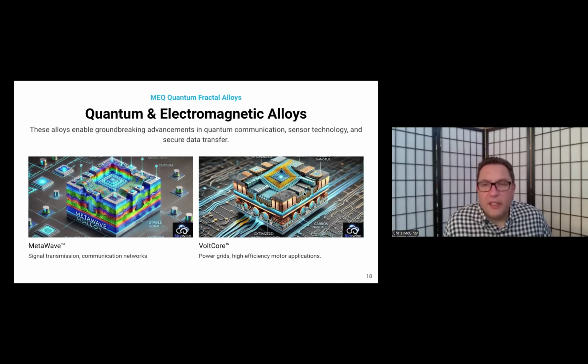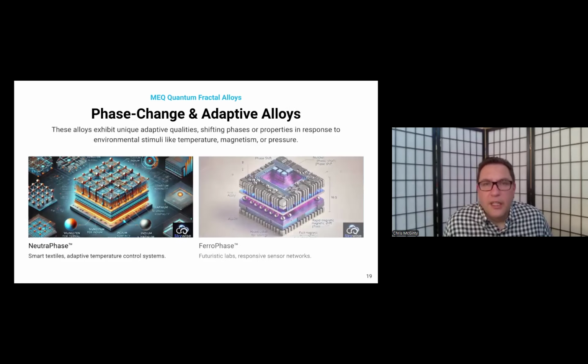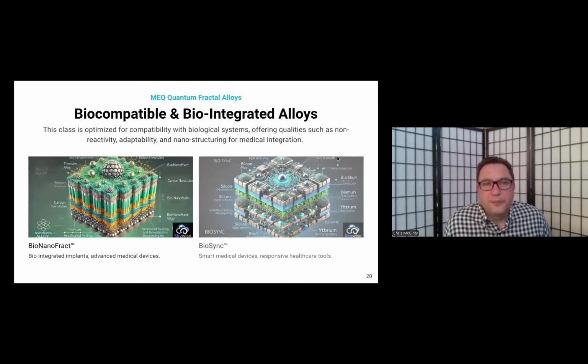VoltCore is one that we're looking at for electric motors. Then the phase change ones: Neurophage is going to be for adaptive temperature control textiles, so that they change with your body temperature to keep everything completely normal. Ferrophase has got futuristic labs as well. These are some of the more bio ones, and again, these are exploded views and cross sections.